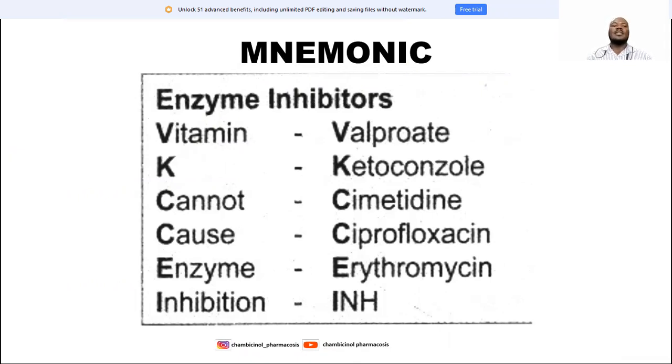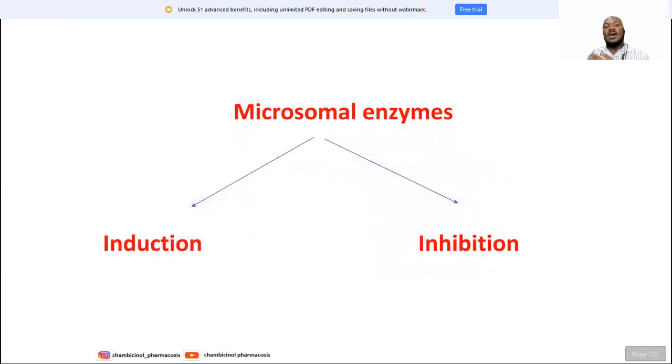Vitamin, the word vitamin stands for valproate. This is the drug used in seizures. K means ketoconazole and other azole antifungals. Cannot means cimetidine, and ciprofloxacin. Enzyme means erythromycin, and inhibition stands for isoniazid. So that is all about the inhibition.